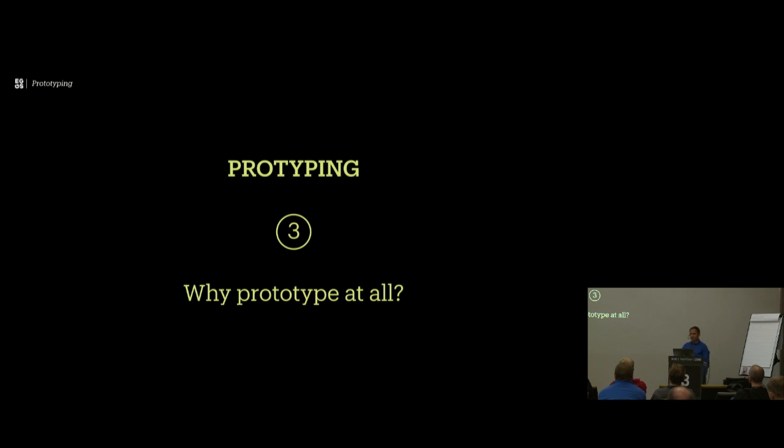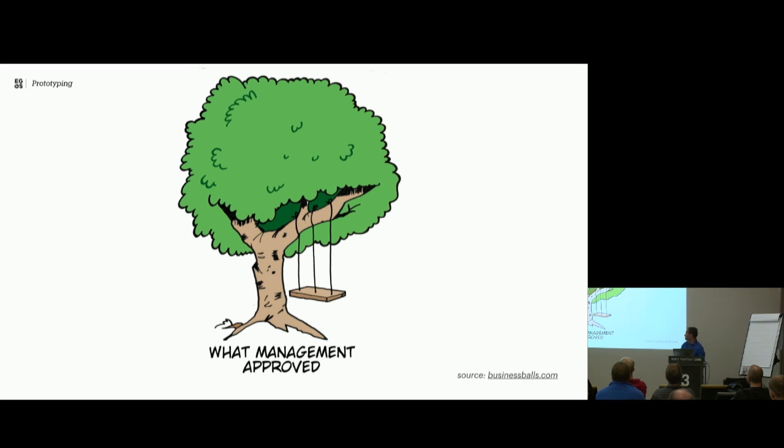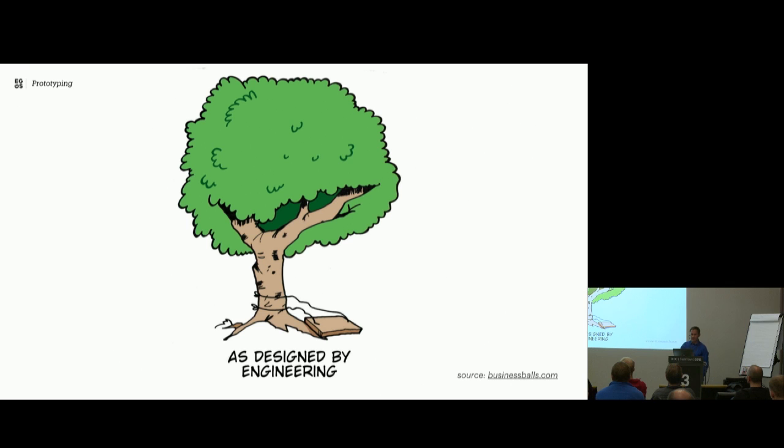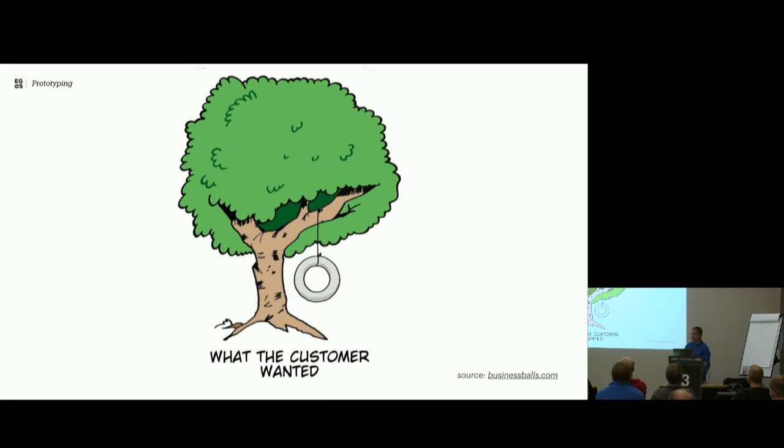But why prototype at all? I usually use a cartoon that illustrates the first point of prototyping, which is a parable about making a tree swing. This is what marketing suggested, what management approved, what was designed by engineering, what was manufactured in the end, what maintenance installed. But this is actually what the customer wanted, and this is what the customer needed.